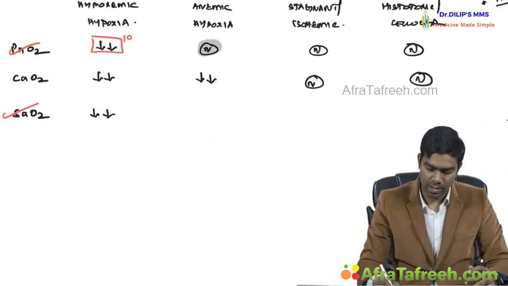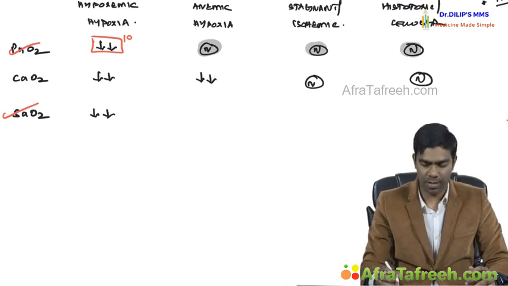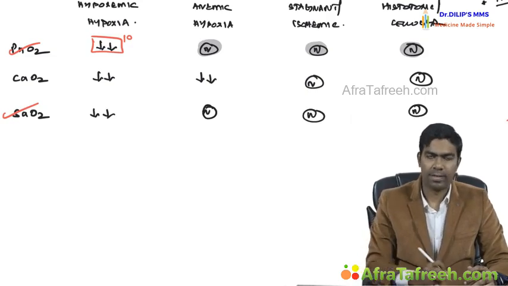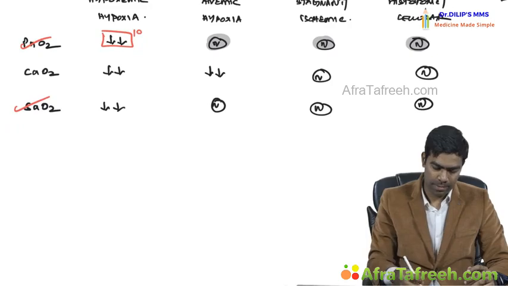But here you can see in all these conditions your saturation is normal, your partial pressure is normal, so definitely your saturation must be normal in all these hypoxias. And what about the cyanosis?